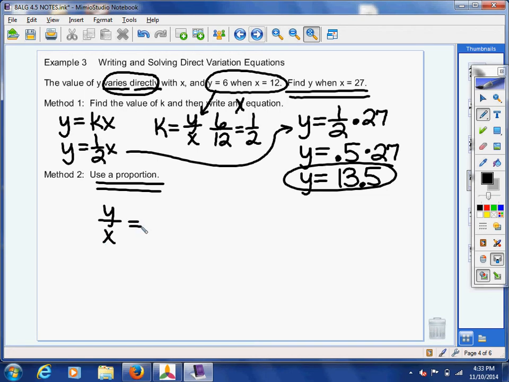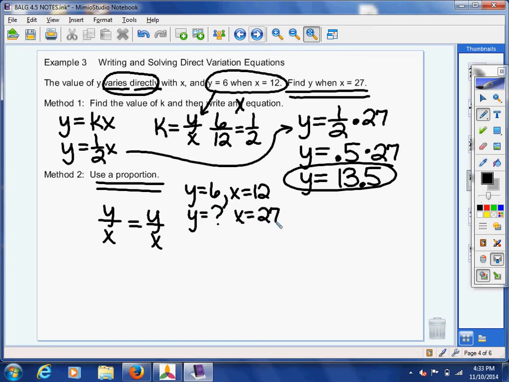So they should actually equal each other. The constant of variation, the k's, the y over x's, they should equal each other. Now let's look at what they gave us. They told us y is 6, x is 12. So that's one set of information that we know goes together. And then what is y when x is 27?